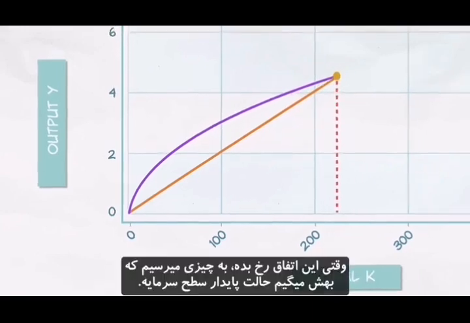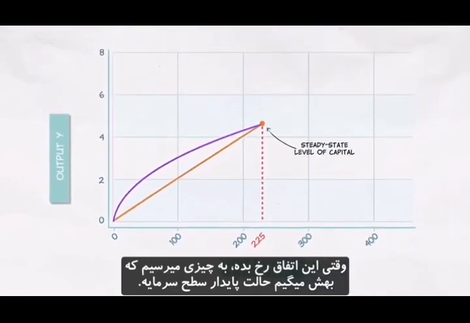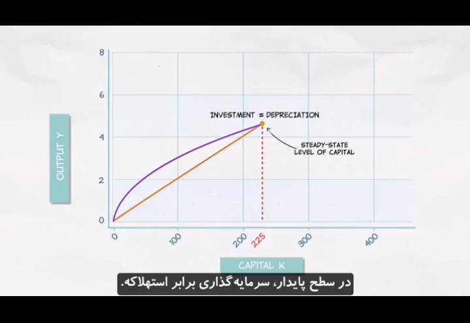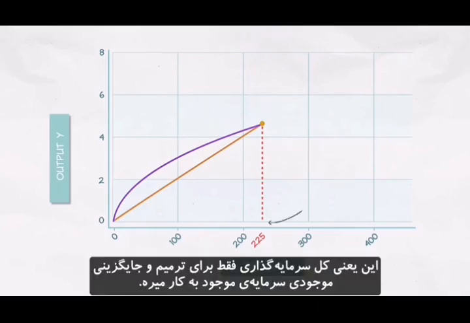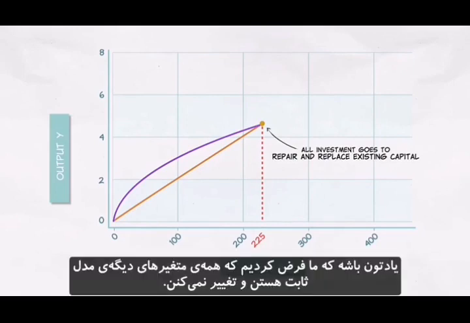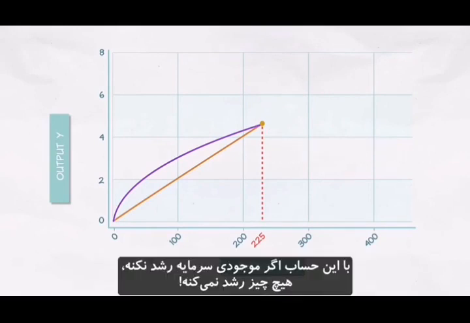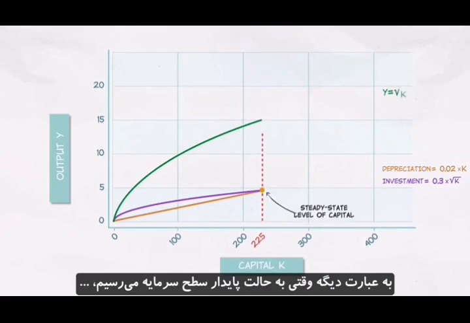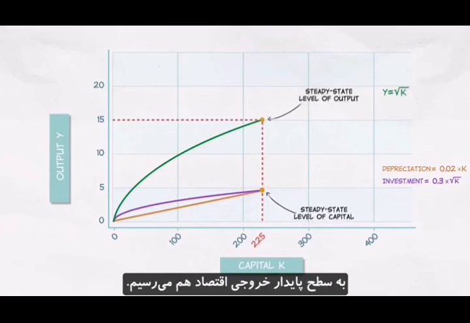When this happens, we've reached what is called the steady state level of capital. The steady state is the key to understanding the Solow model. At the steady state, investment is equal to depreciation. That means that all of investment is being used just to repair and replace the existing capital stock. No new capital is being created. Now remember, we've assumed that all the other variables in the model are not changing. So if the capital stock isn't growing, nothing is growing. In other words, when we reach the steady state level of capital, we've also reached the steady state level of output.